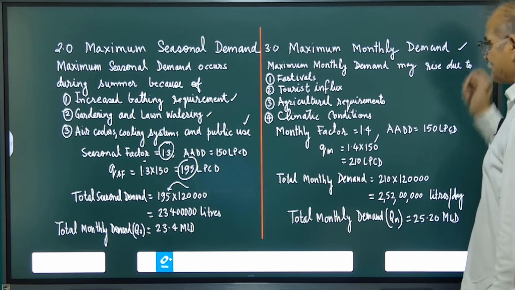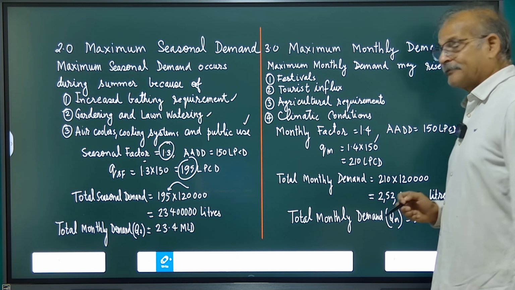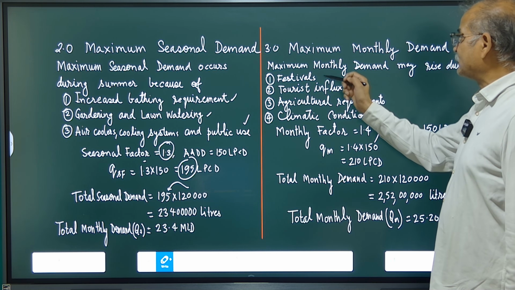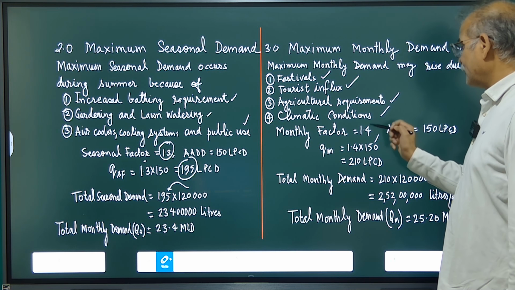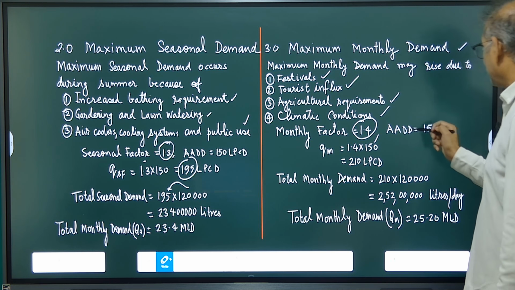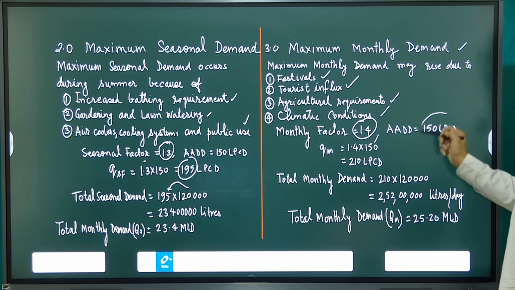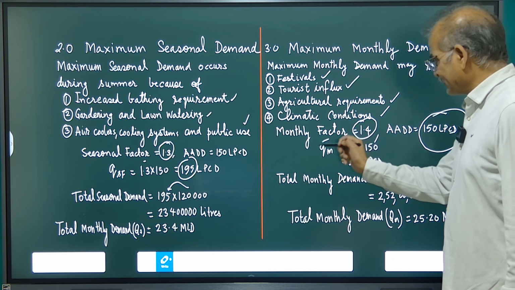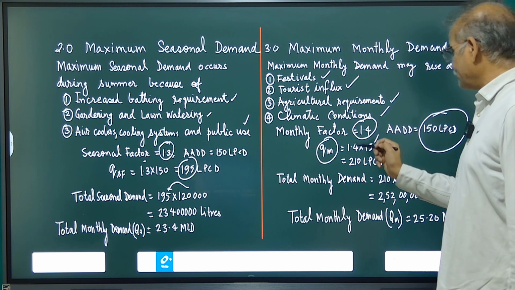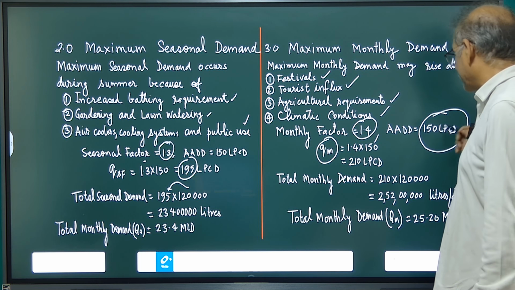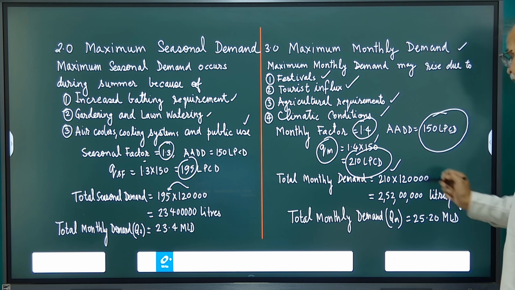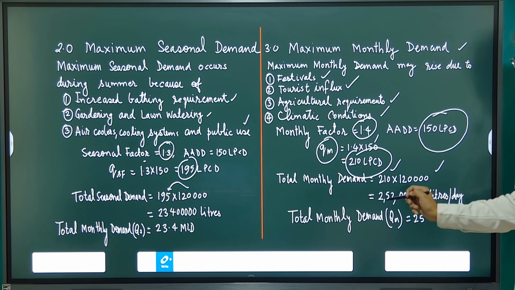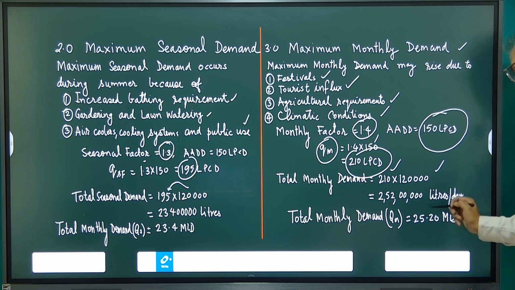Maximum monthly demand is 1.4 times of annual average demand. It increases due to festivals, tourist influx, agriculture requirements, climatic conditions. Monthly factor is 1.4 times of annual average daily demand, that is 150 liter per capita per day. So the maximum monthly demand will be 1.4 times of 150 liter per capita per day, so 210 liter per capita per day. Total monthly demand is 210 for 1,20,000 population. It is 2 crore 52 lakhs, that is 25.20 million liter per day.